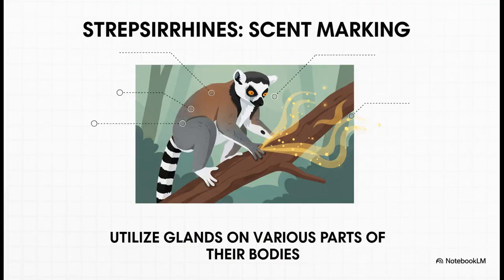They don't just use their noses to read the world. They use scent to write on it, too. Strepsirrhines have these special scent glands in different spots on their bodies. They use them to leave messages for other animals, marking their territory, advertising for a mate, you name it. It's all done through this incredible world of chemical signals.